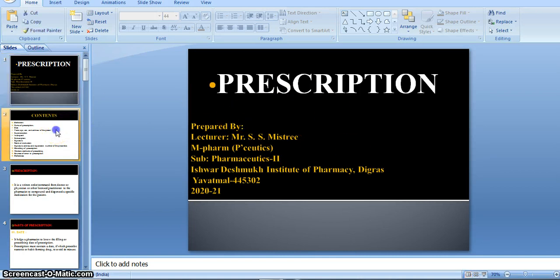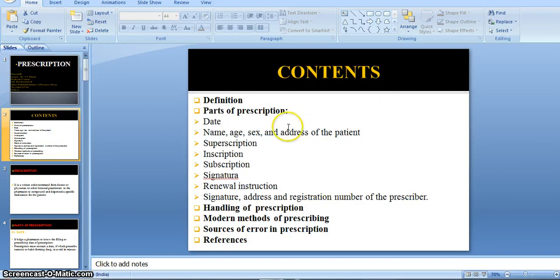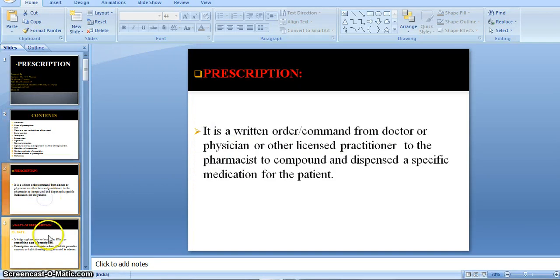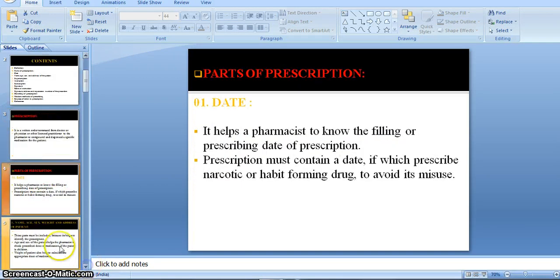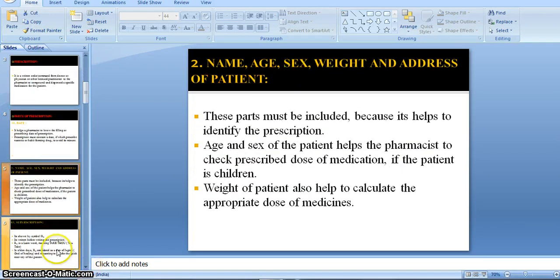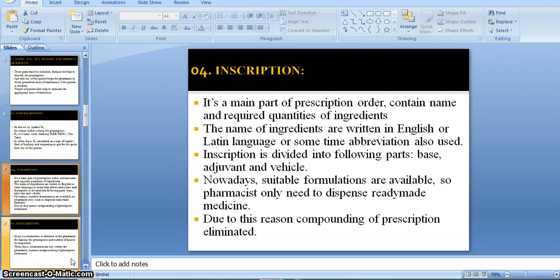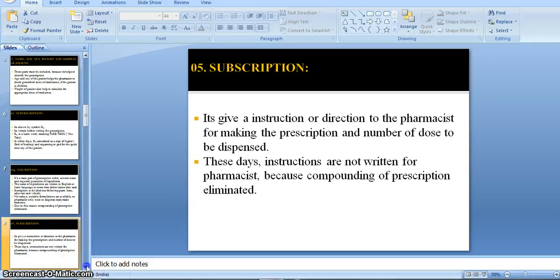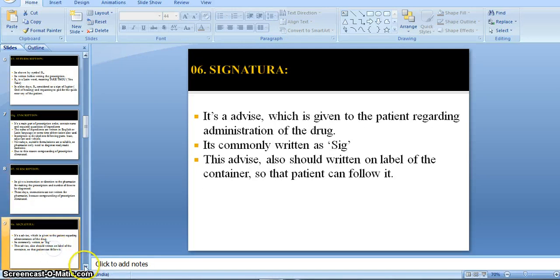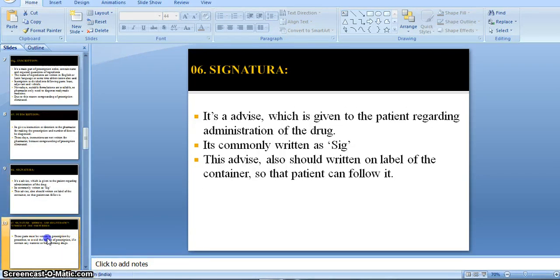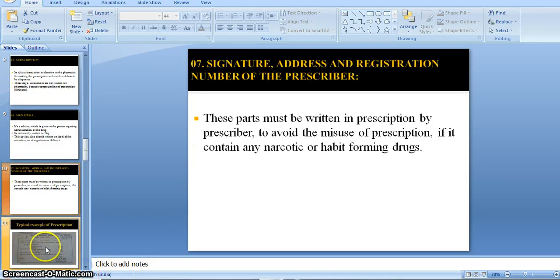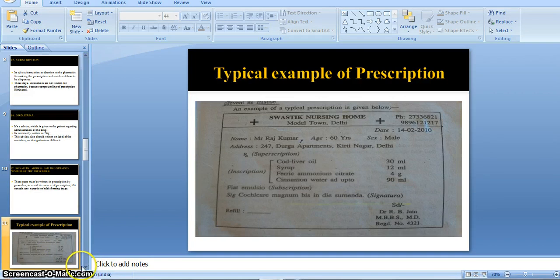This is the content of today's session, right? Have a look at the slide. These are the topics we will cover in today's session, right?